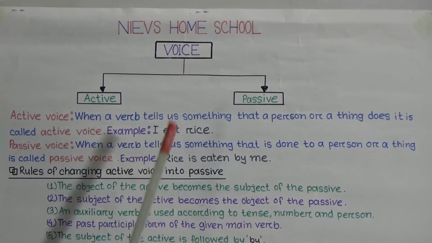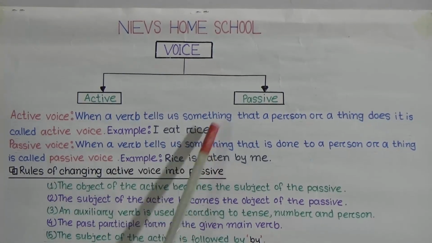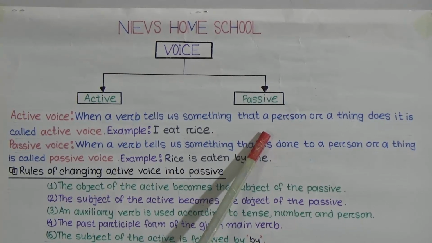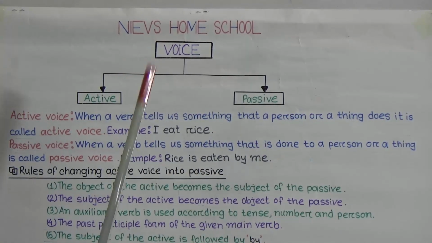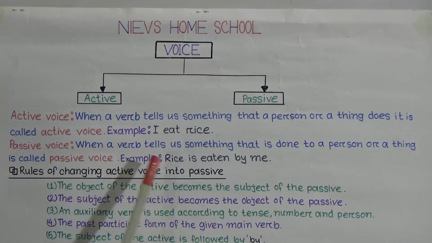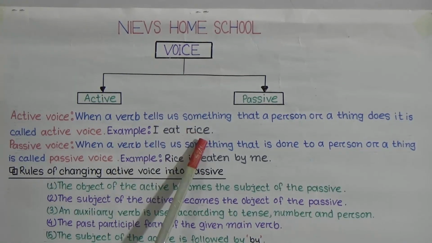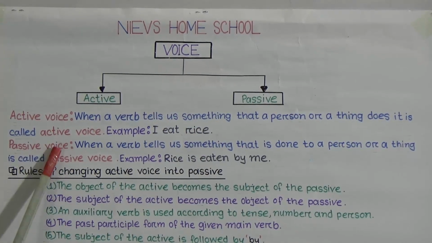When a verb tells us something that a person or a thing does, it is called active voice. For example, we can say the easiest sentence, I eat rice. Okay, now we'll learn what is passive voice.